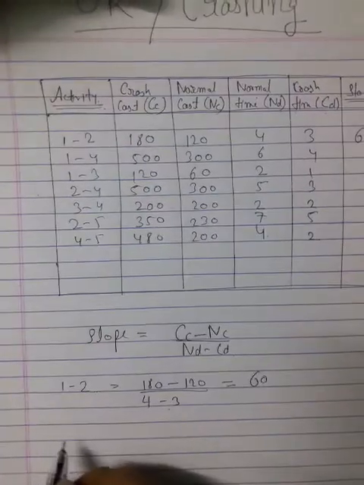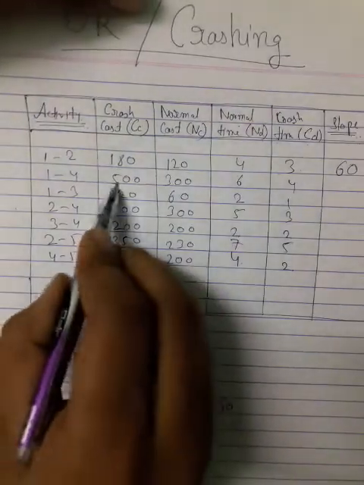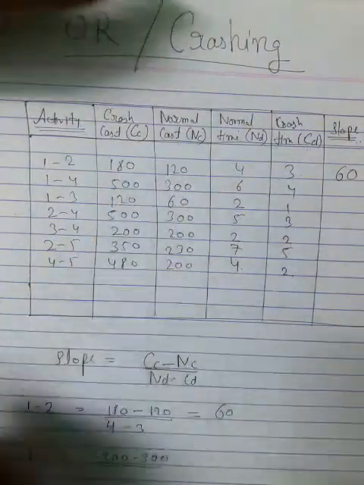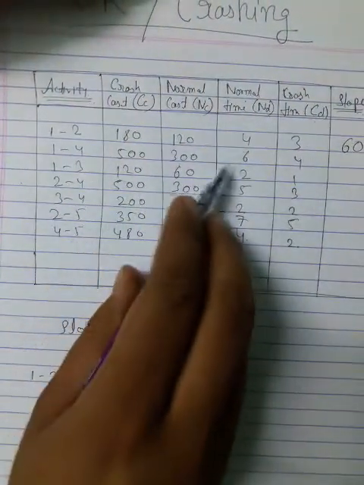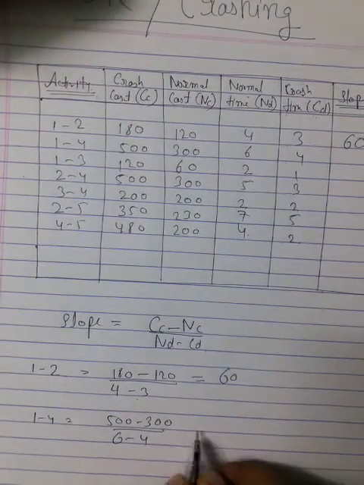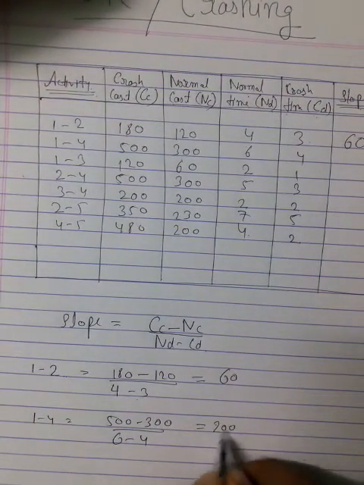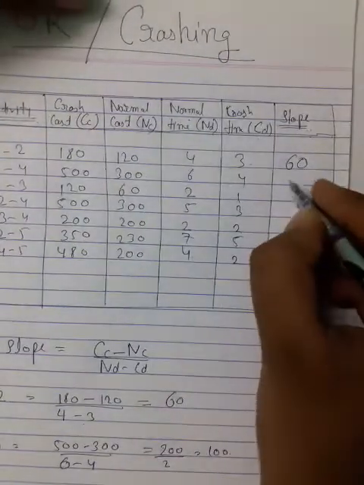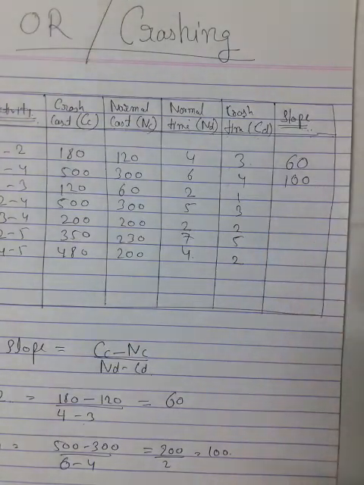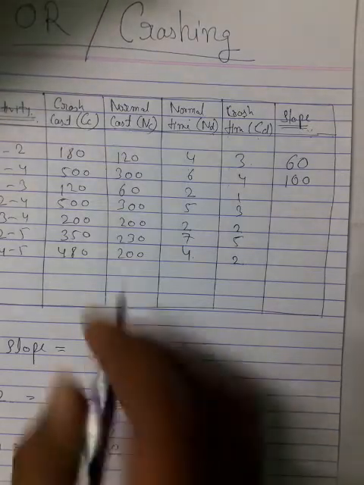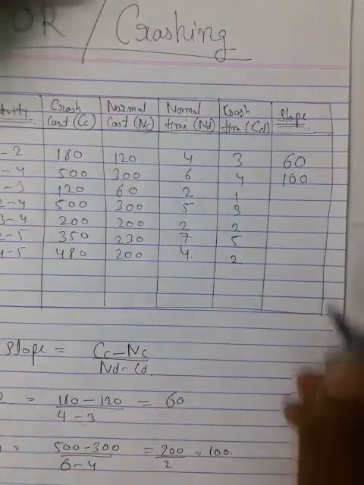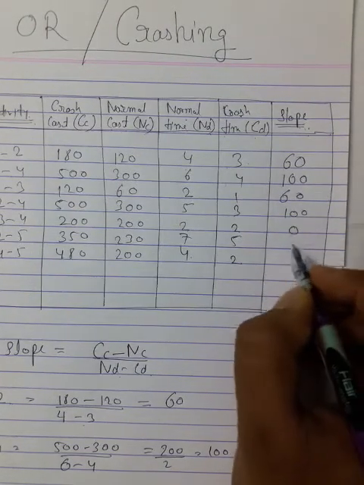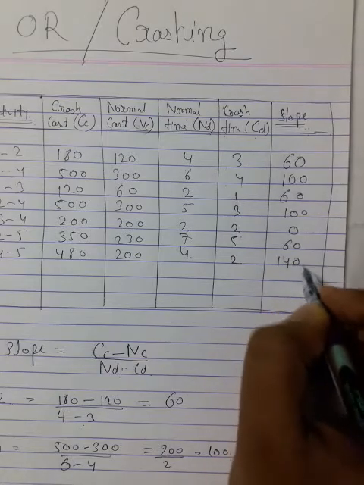Same for the 1 to 4 activity. 500 minus 300, that is crash cost minus normal cost, divided by normal duration minus crash duration, that is 6 minus 4. So you get 200 divided by 2, and you get 100. Here you write 100. Put all the values in this format and get the slope. I am writing directly: here 60, here you get 100, here you get 0, here you get 60, and here we get 140.